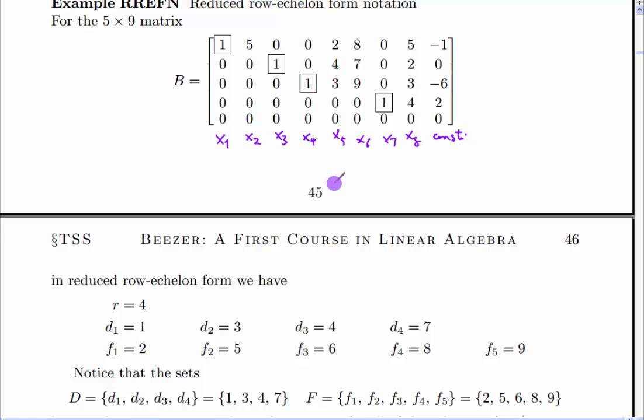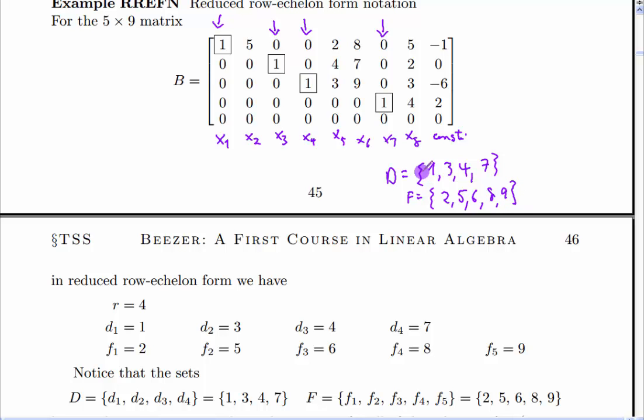Now, if we think about the pivot columns, we have a pivot column here, pivot column here, a pivot column here, and a pivot column here. Those are the D columns. So I could say D is equal to the columns 1, 3, 4, 5, and 7. Now F are all the other columns. So F are the columns 2, 5, 6, 8, and 9.